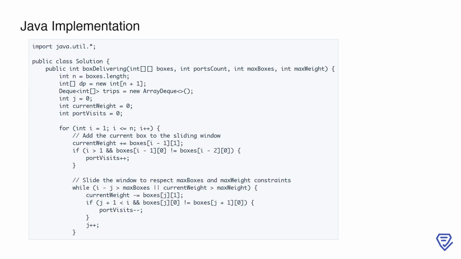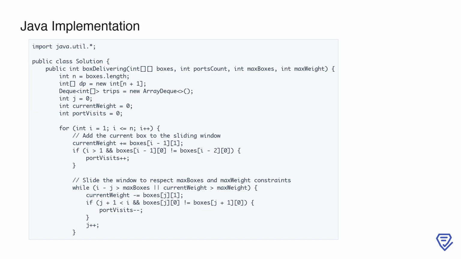Additionally, we use a deque named trips to manage the state of the sliding window efficiently. The variables j, current weight, and port visits are initialized to help track the start of the sliding window, the total weight of boxes in the current window, and the number of port visits needed, respectively.